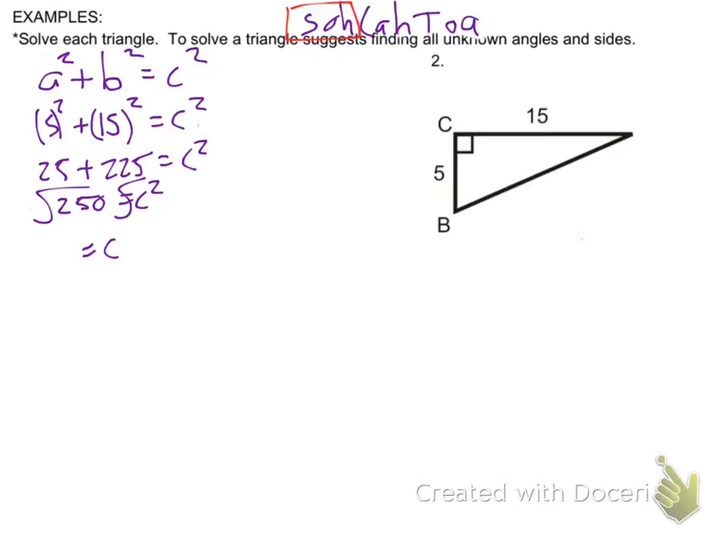So, someone take out your calculator. What's the square root of 250? 15.81 something going on, okay? 15.8 or 15.81 is fine. So, I'm going to go over here and write that, 15.81. We may have to erase that to make more room for ourselves.